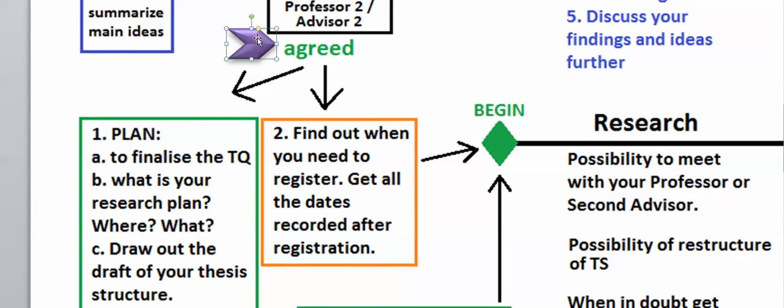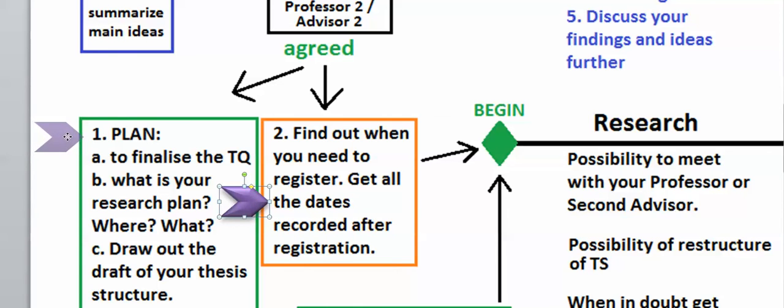There are two things you should do then. The first would be planning, and the second would be finding out when you need to register. You probably need to go to the exam board, or I'm sure you know where to go. If you don't know, your friends may know, so find it out. Once you've registered, get all your dates recorded after registration, because you need to know when is the last day that you need to hand in your paper.